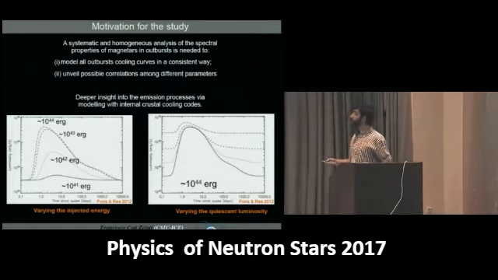Here below, in particular, I show two examples where the cooling curves of outbursts can be described, in many cases, either by fixing the quiescent luminosity and varying the injected energy inside the crust, or, as you see on the right, by fixing the amount of injected energy in the crust and varying the quiescent luminosity.